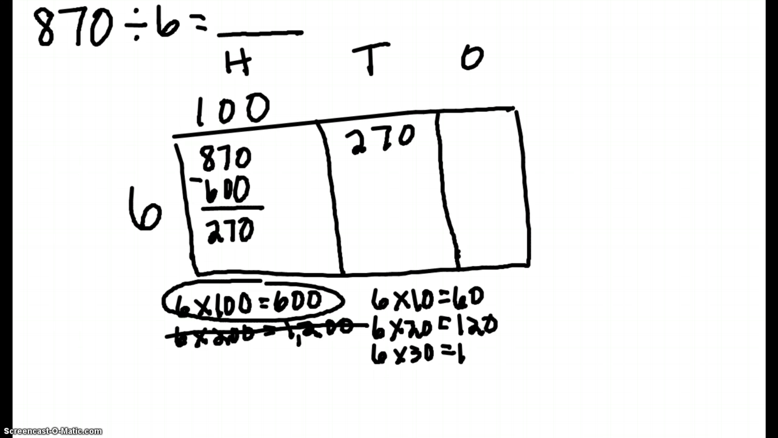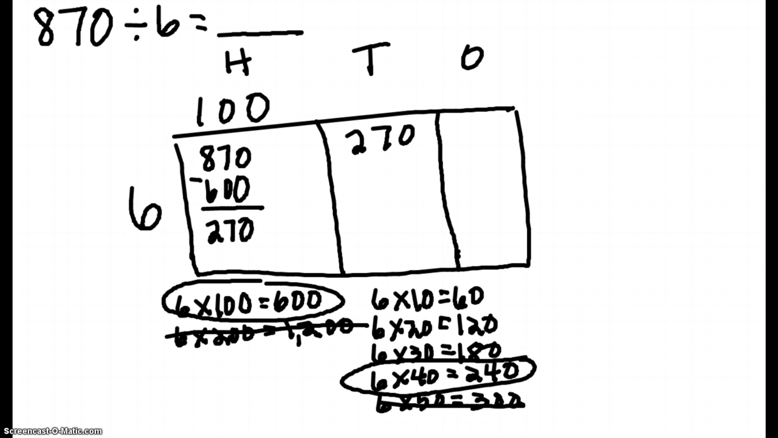6 times 30 is 180. 6 times 40 is 240. I'm getting closer. About 6 times 50, that would be 300, so that is too much. This is the amount I want to use. So how many 6's did I figure out could get me closest to 270? It would be 40 of them. And 40 6's is 240. It wasn't the exact amount, so we still have some more we need to figure out.